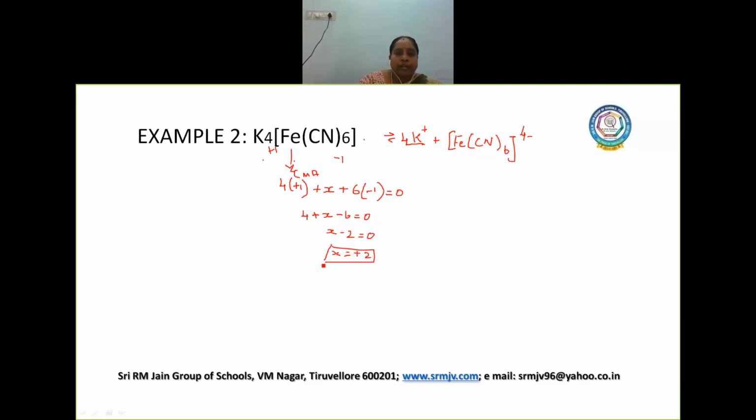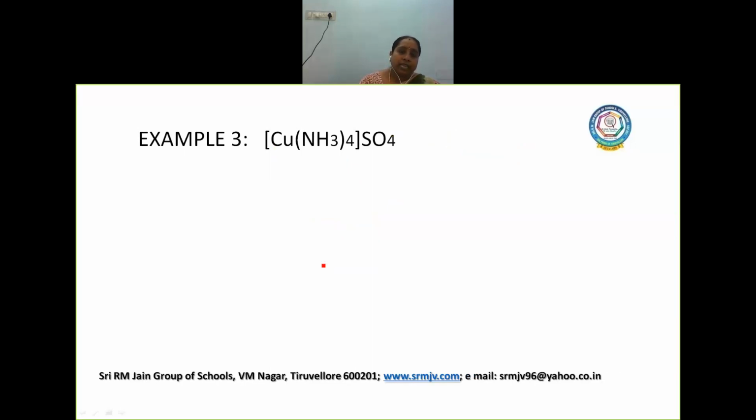Okay. And the third complex, in this complex, we have the sphere as cation and sulfate as the simple anion. Okay, so now we have the sphere. What is the sphere? It contains copper as the central metal atom and ammonia molecules. So it is considered to be a complex cation, right? Whereas this sulfate is a simple anion. Okay, so how to determine the oxidation state?